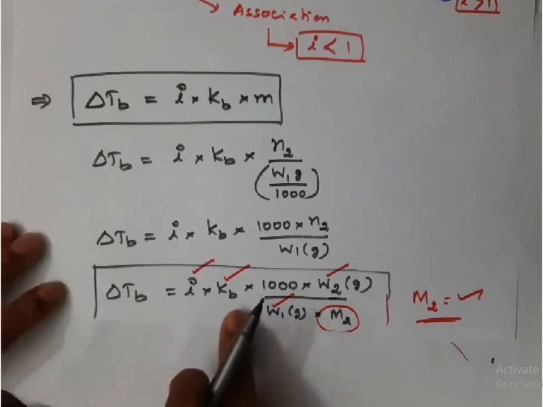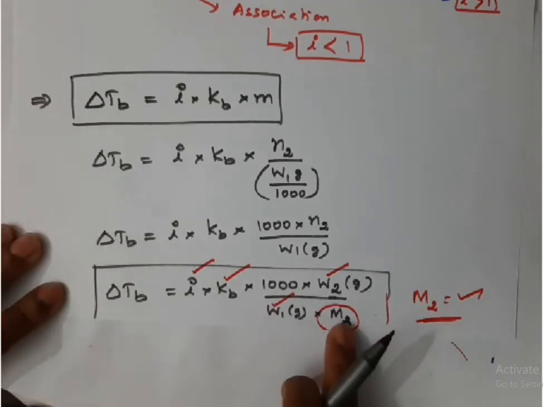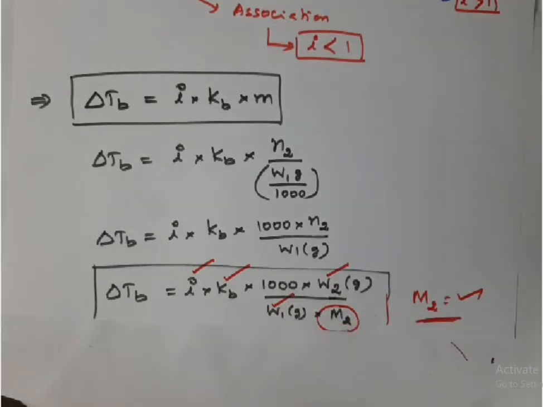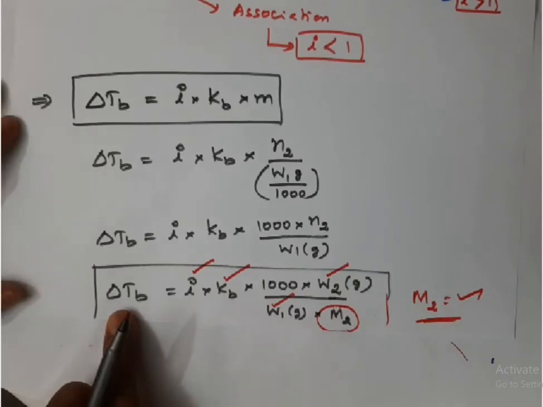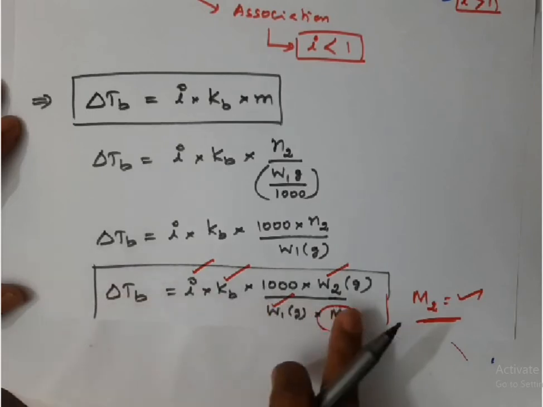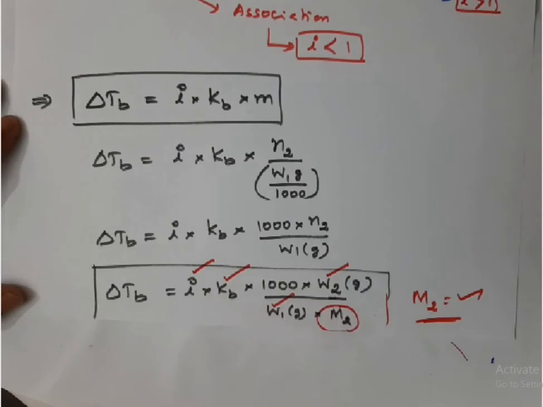So using this formula, you can calculate the molar mass of the solute. Suppose some unknown solute is given. You take some known solvent, add the unknown solute to the known solvent and prepare a solution having some molality. Then you measure delta Tb through experiment, and if you know the values of W2, W1, Kb, you can calculate the molar mass of the solute.